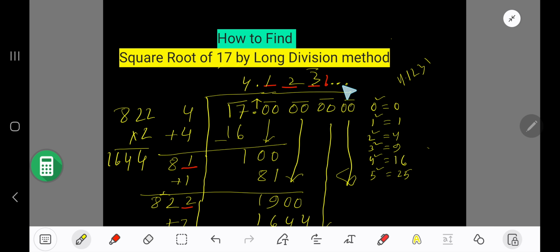This process is continuing, but if you want to round this up to 3 places, then you can write 4.123. As this number is less than 5, we don't need to add anything. So this is our answer. The square root of 17 by the long division method is 4.123.